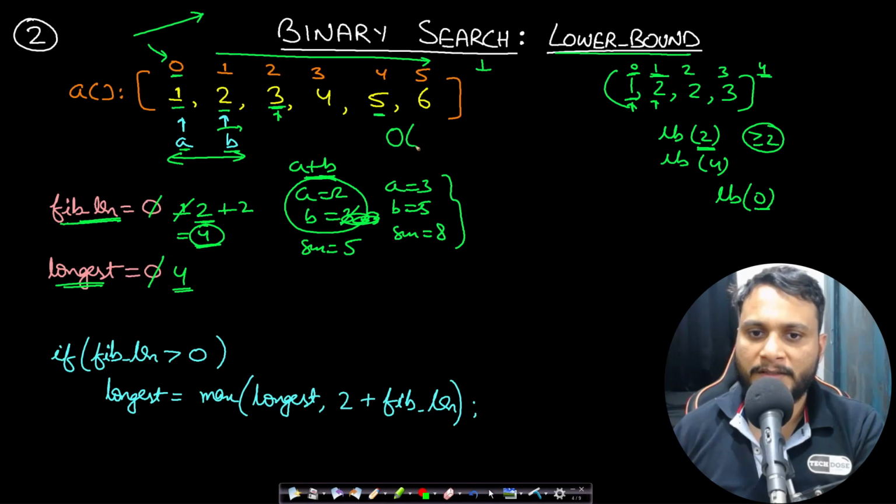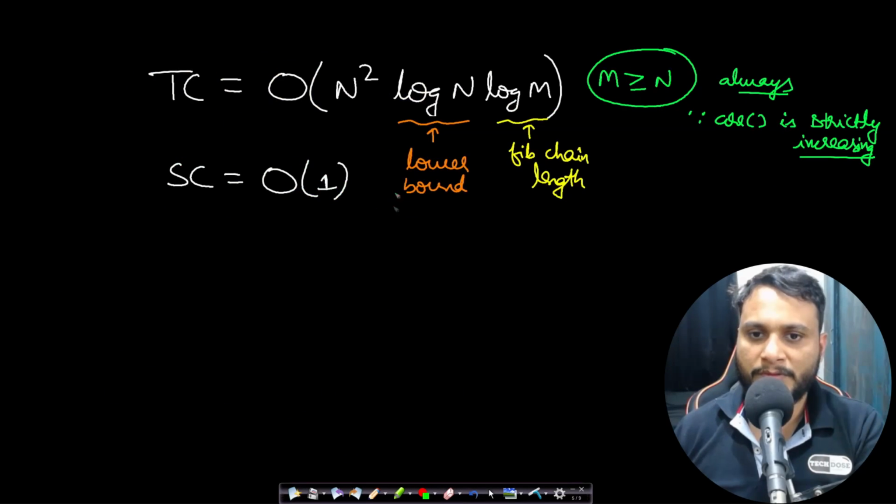We know that already the number of pairs will be order of n square, and if you are applying binary search for every search, then you know that it will be log of n where n is the total number of items. And from the previous approach, we know that the length of the Fibonacci like sequence will be log of m, where m is the maximum number. So this approach will be taking you order of n square log n log m.